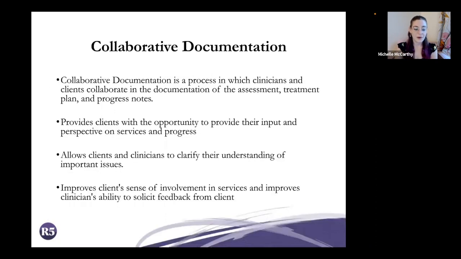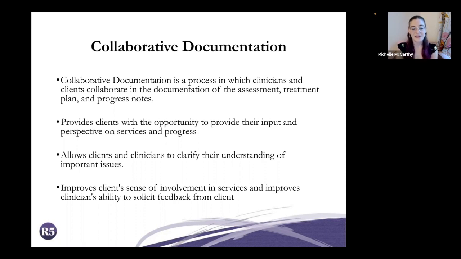Okay, we are going to move on. Collaborative documentation. So when we do progress notes, the biggest thing that's going to help you out in terms of time management and stress management and really doing good documentation is collaborative documentation. Collaborative documentation meaning clinicians and clients collaborate, yes, they work together to do the documentation of the assessment, the treatment plan, the progress notes together, right?